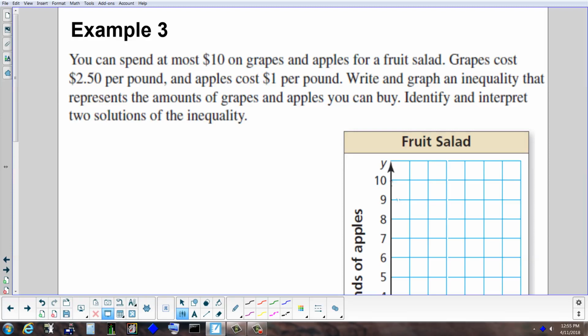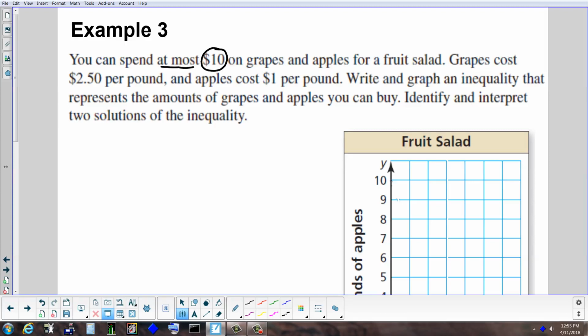$10. And at most. Okay? Yeah, we can spend at most. So if we have at most $10 to spend, what does that mean? $10 is the limit, right? You could spend $9, you could spend $8, but $10 is as high as you can spend. Equal to or less than 10? Yes, what we can spend is less than or equal to 10.